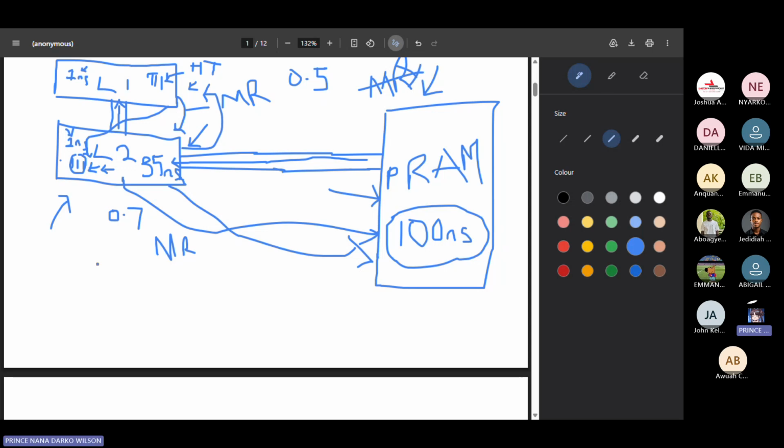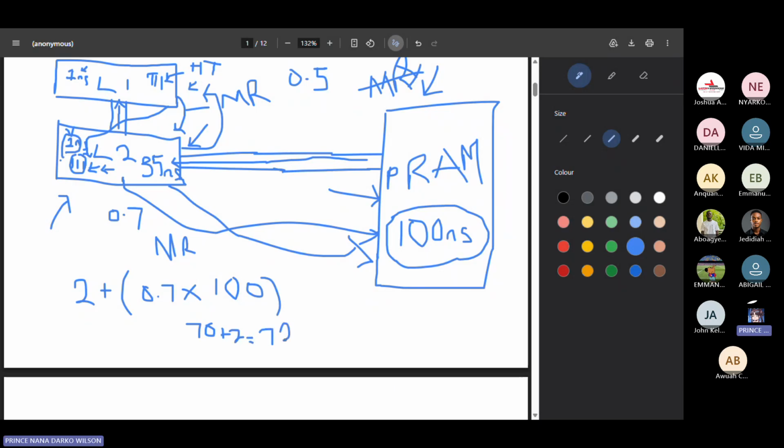So we are going to do that by taking the level 2 hit time that we have already set to be 2 nanoseconds here. So 2 nanoseconds plus, according to the formula, the miss rate, which we have just defined to be 0.7, multiplied by the access time, which will be the penalty on a miss at level 2, which is 100. What does this give us? 0.7 times 100 is what? 70, plus 2.